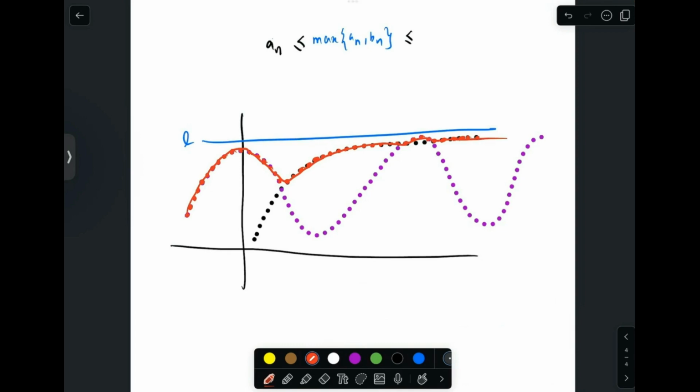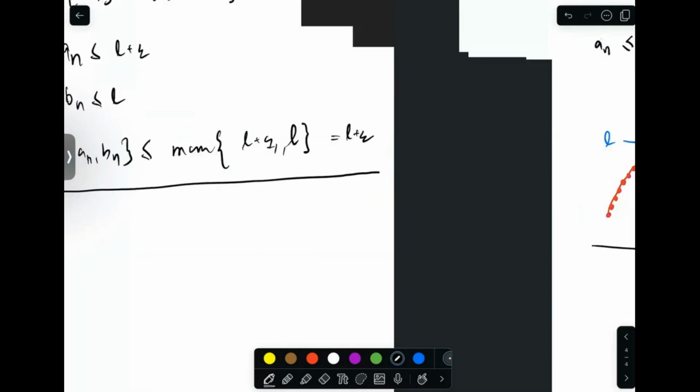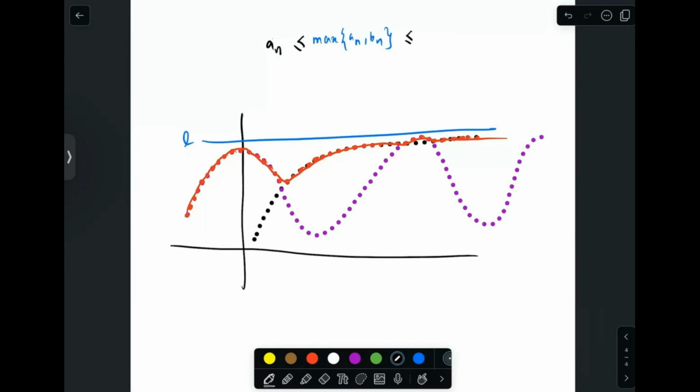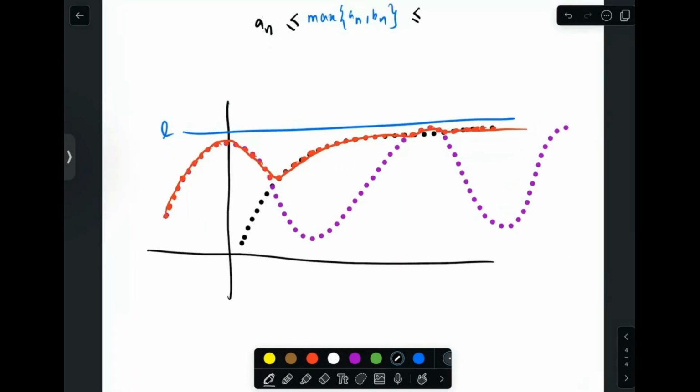This is what is meant by the maximum sequence. All of you understood this? Now it's asking that it goes to the same limit as what an does. The reason is very simple, because you know that an is going towards L and bn is less than or equal to L, right? So at every point, an and bn.